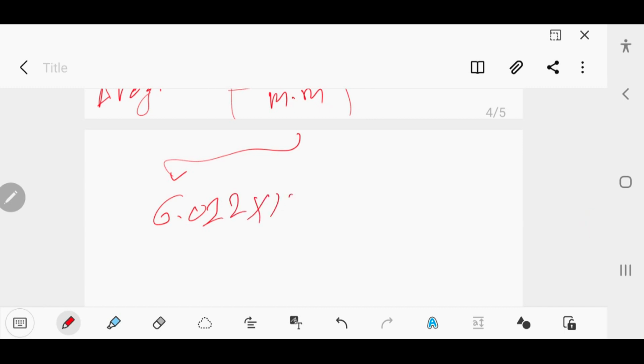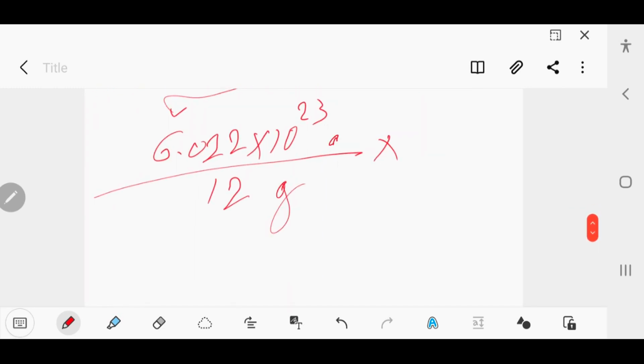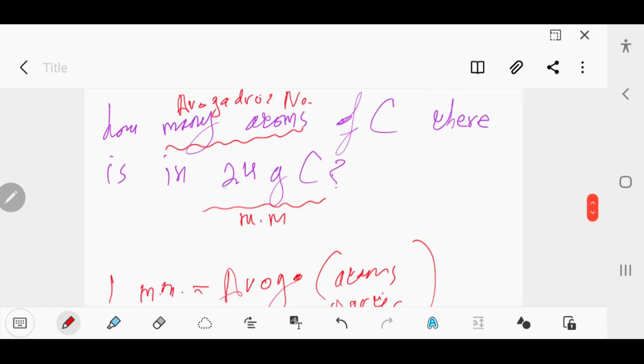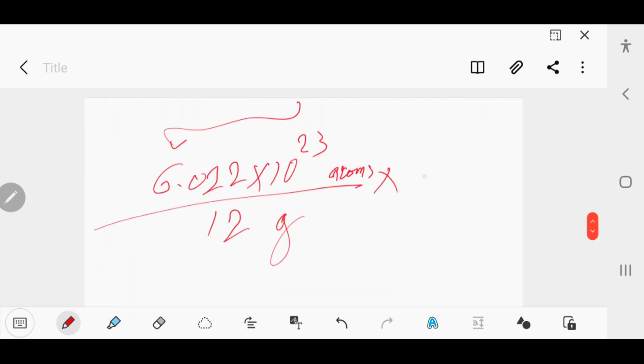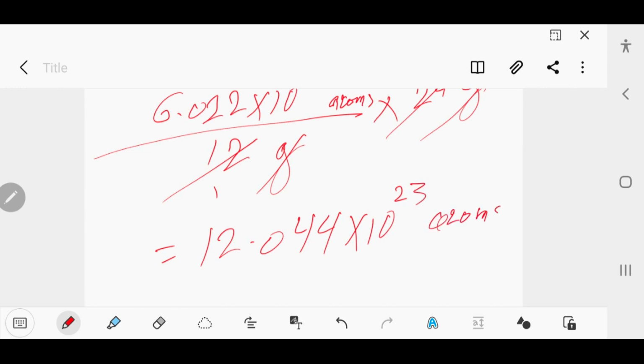6.022 times 10 to the power 23 over the molar mass of carbon, which is 12 from the periodic table, as you know, times the given quantity, which is 24 grams. Gram again with the gram, this will be 1, this will be 2, so the answer will be 12.044 times 10 to the power 23 atoms of carbon.